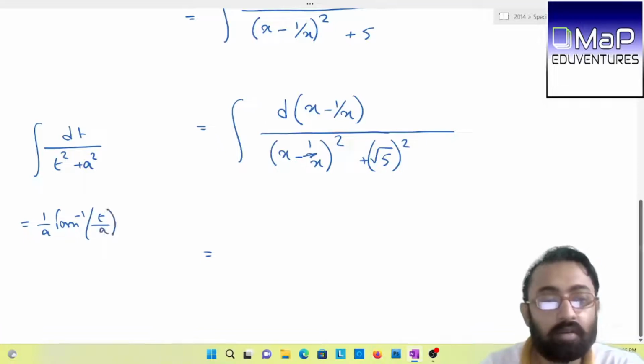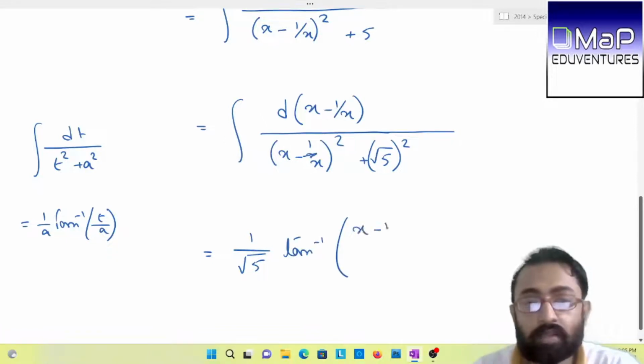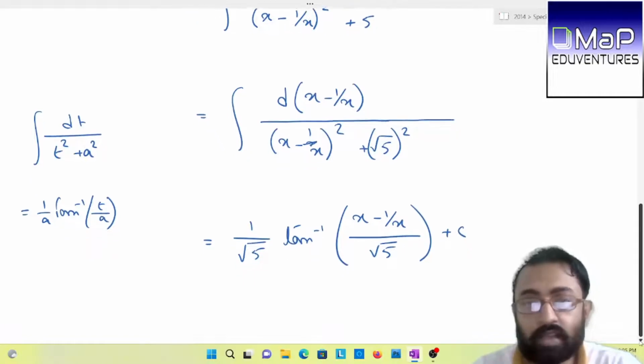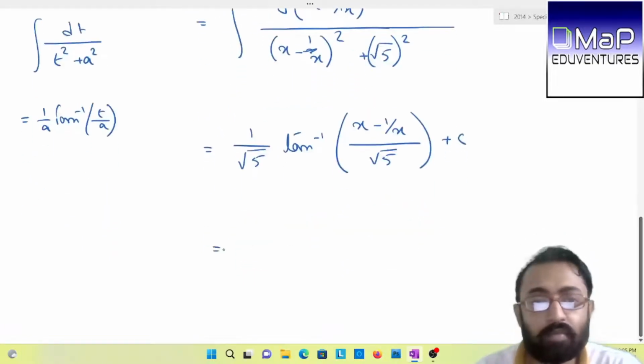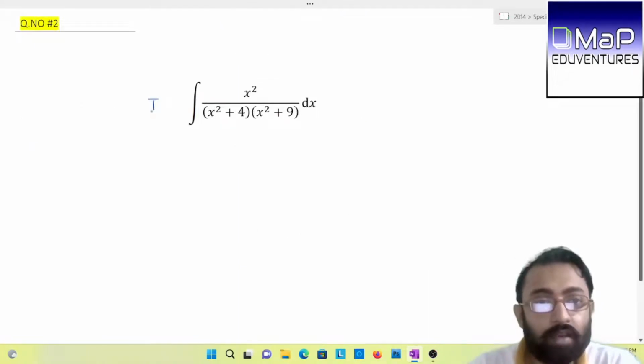Alright, so using that form, you will write here 1 by root 5 tan inverse (x minus 1 by x) divided by root 5 plus c. Okay, so that's it, that's your answer, but you can simplify it a step more. Alright, so our second question.